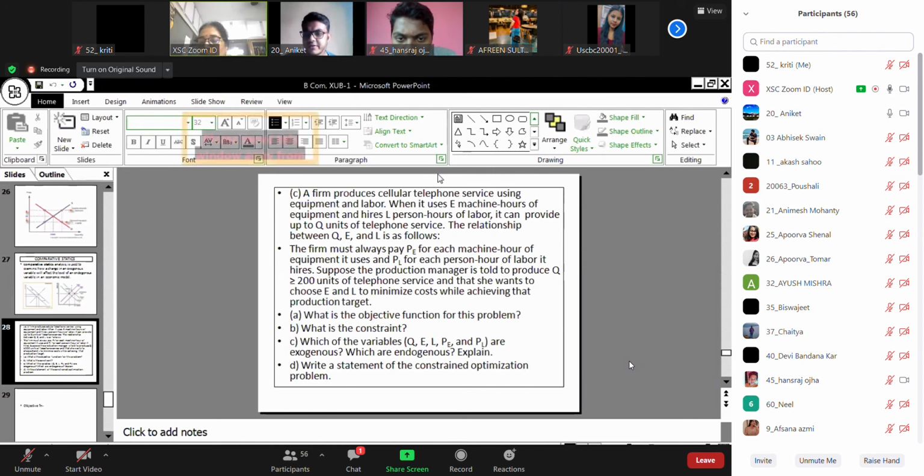So how much do I have to pay? Ma'am, 100 rupees I have to pay. Okay. Same way, suppose the price of labor is PL and the price of equipment is PE. So what will be the cost to the producer?